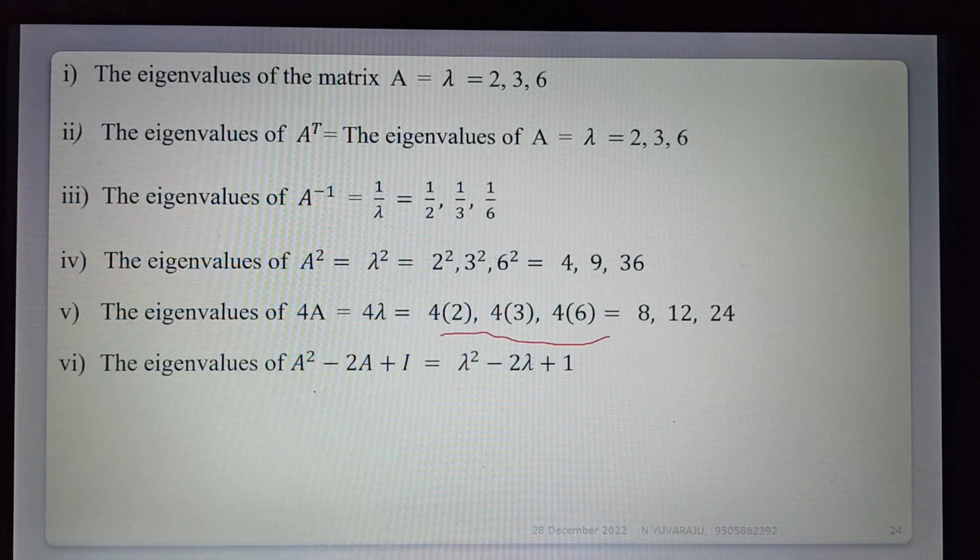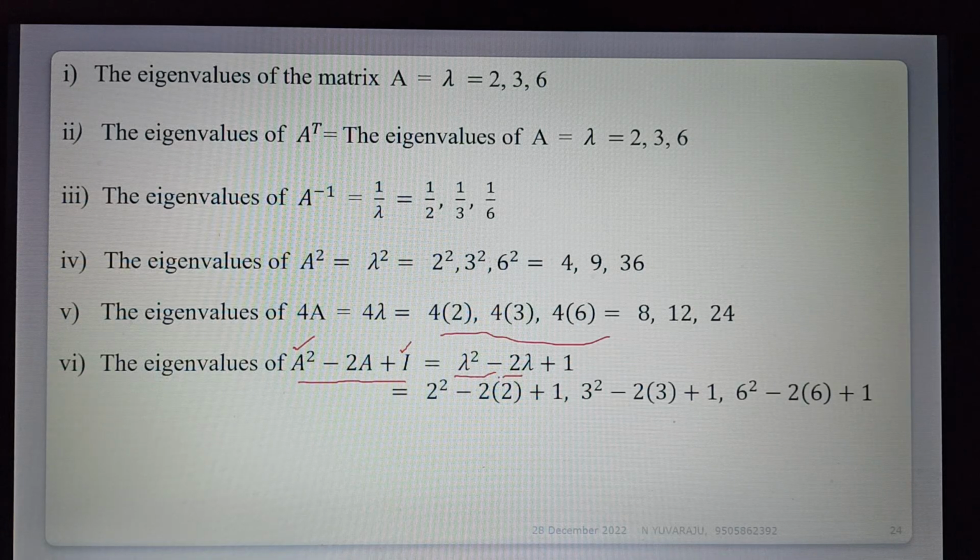Next, the eigenvalues of this polynomial matrix, A square minus 2A plus I. A is replaced by lambda, and the unit matrix is replaced by the constant 1, so the eigenvalue polynomial is lambda square minus 2 lambda plus 1. First substitute lambda equal to 2: 2 square minus 2 into 2 plus 1. Next, the third eigenvalue: 3 square minus 2 into 3 plus 1. Next, lambda is equal to 6.